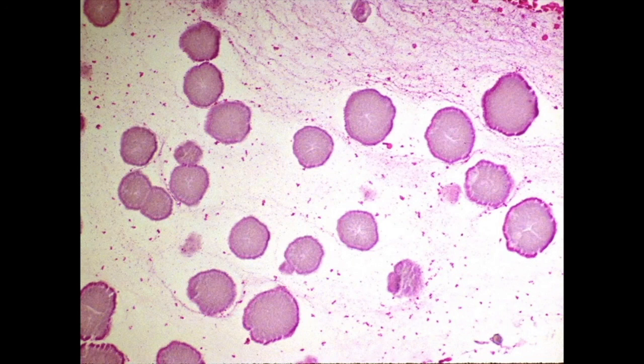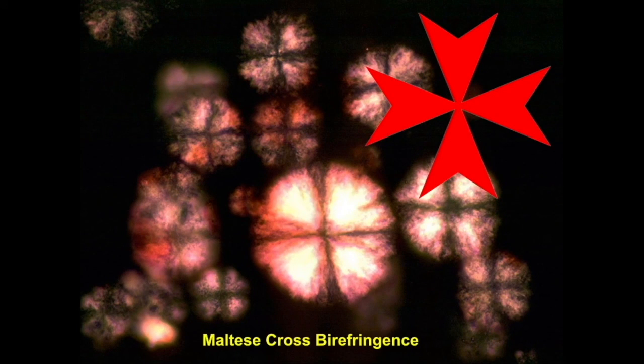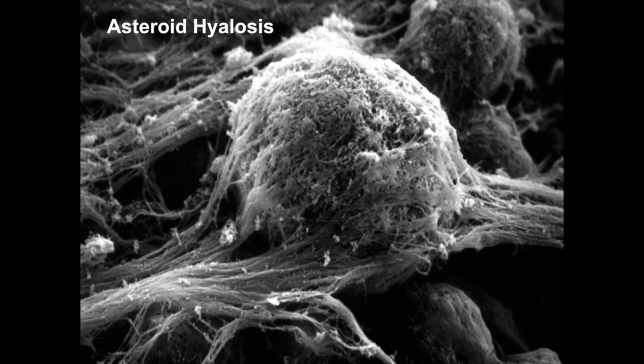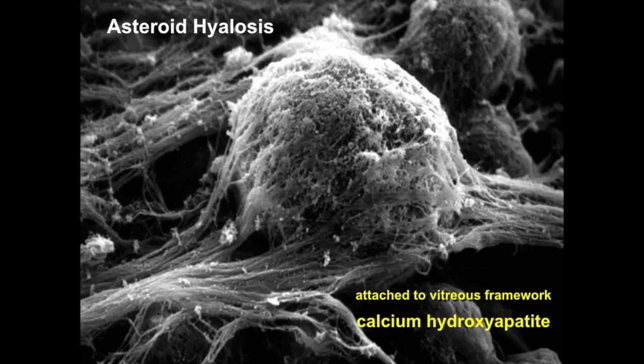Here's a histopathology of asteroid bodies, which have been sectioned. They sort of have this grayish appearance. If you have intact asteroid bodies and put on Polaroid filters, you have this characteristic Maltese cross pattern of birefringence. The scanning micrograph shows that the asteroid bodies are attached to the vitreous framework. Recent studies have demonstrated that they are composed of calcium hydroxyapatite. It used to be said that they were made up of calcium soaps, but there's really no evidence for that recently.